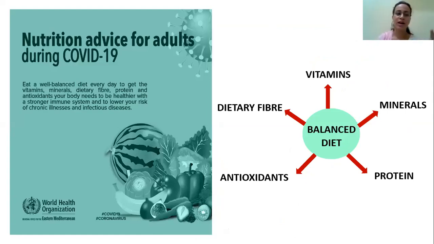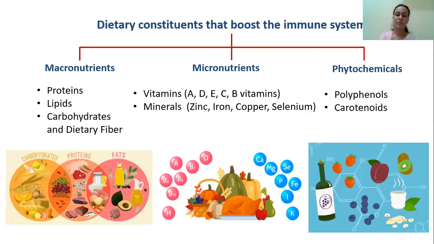So here are a few tips, some nutritional advices for adults during this COVID-19 pandemic. We all need to consume a very good balanced diet comprising of vitamins, minerals, proteins, antioxidants, and dietary fibers, not only to fight against COVID-19, but also against the various infectious diseases and chronic ailments. These are the guidelines laid down by the World Health Organization. So, I would now like to give a brief overview of the dietary constituents that boost the immune system. They comprise of macronutrients, micronutrients, and the phytochemicals.